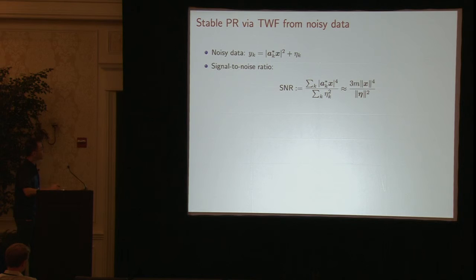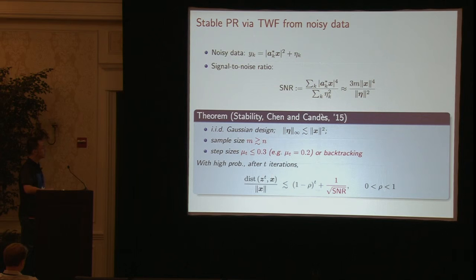Okay, so then it turns out that, again, under the Gaussian design, if the sample size is proportional to the number of unknowns, if the step size is chosen to be like 0.2 or something, with high probability, after t iterations, the relative error will shrink geometrically fast to the order of 1 over square root of SNR. Note that this is roughly the L2 distance modulo some global phase. So if you consider MSE, then this will just shrink to 1 over SNR.